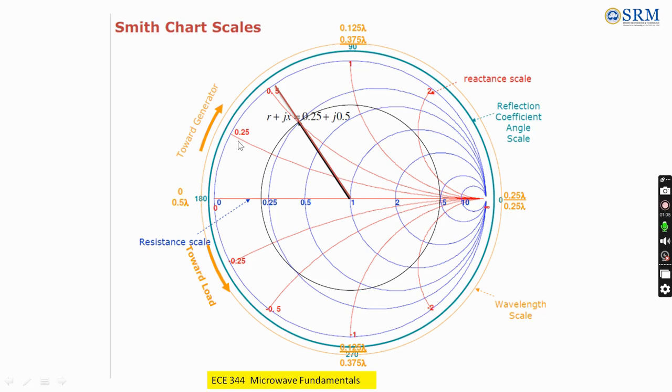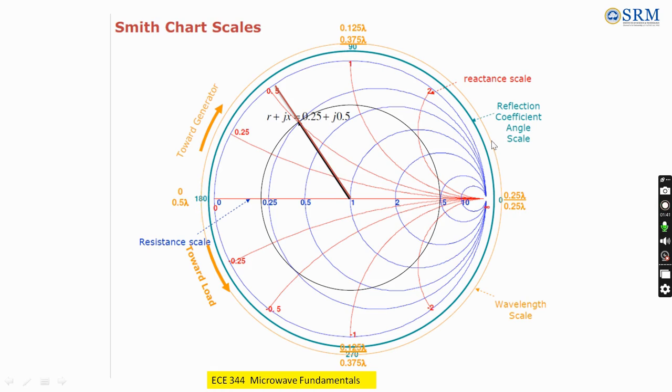Now let us see, there are primarily three major scales available. One is wavelength towards the generator, which is measured in the clockwise direction. The other one is wavelength towards the load, which is measured in the anti-clockwise direction. If we observe, the complete Smith chart covers a distance of lambda by 2. It starts at 0, here it is 0.25 lambda, and here it is 0.5 lambda. That is, the complete Smith chart covers a distance of lambda by 2.